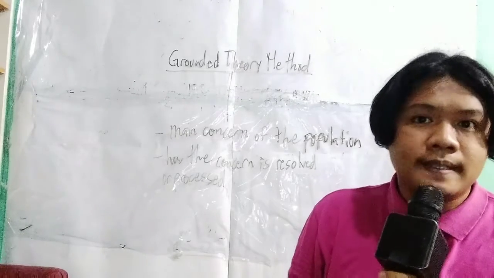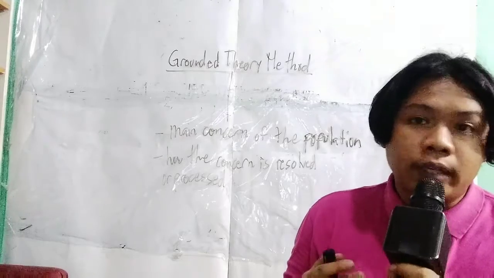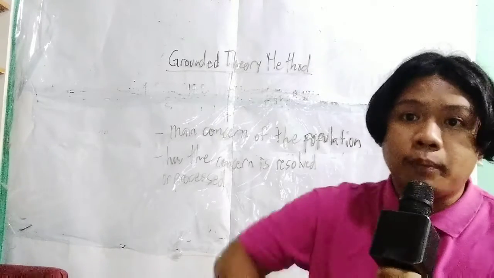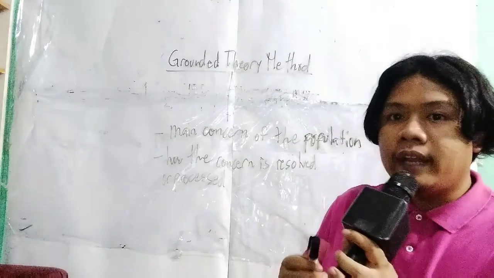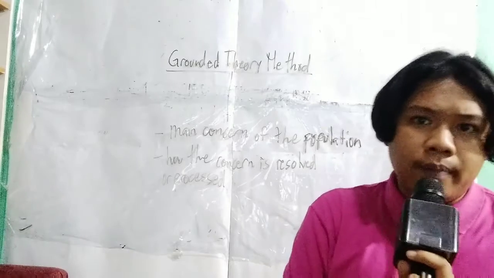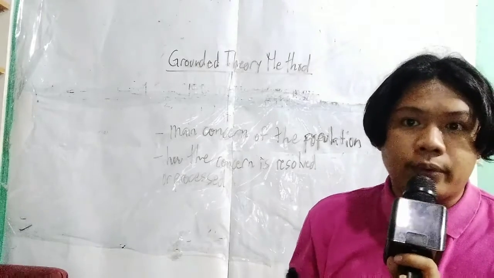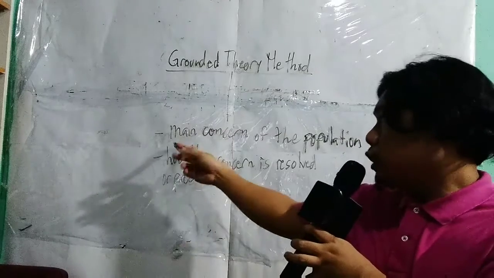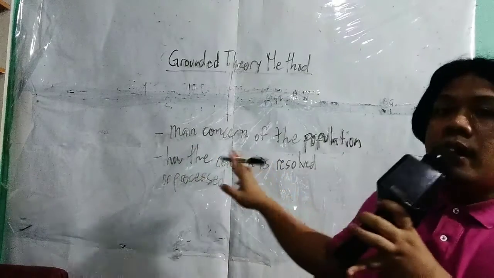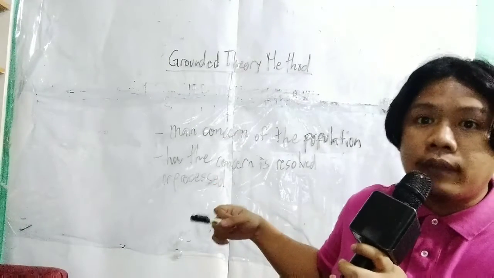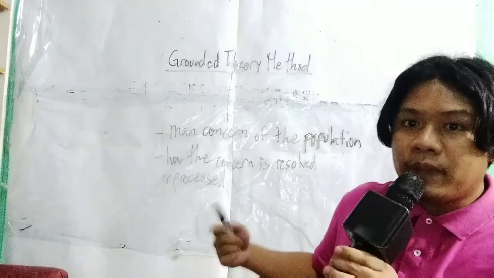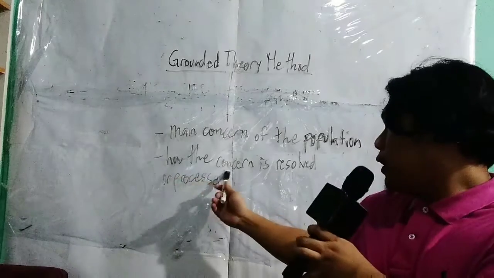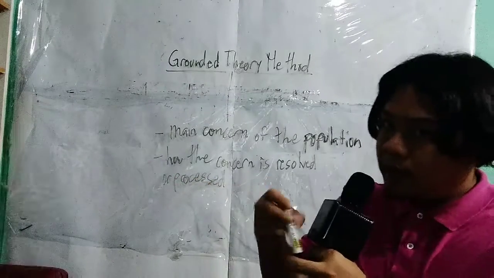Research methodologies when conducting qualitative research. So of course, we're going to be talking about the grounded theory method. Now, the grounded theory method, in the very general sense, or the very basic definition of it, is the amalgamation of the main concern of the population in which you intend to conduct the research, and of course, how the concern is resolved or processed.